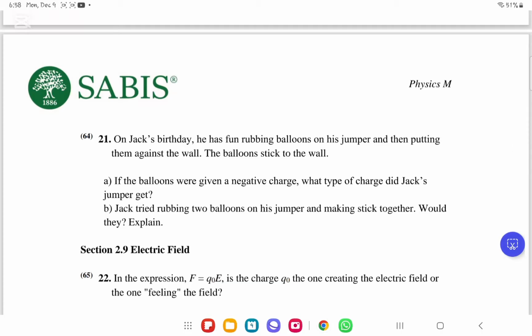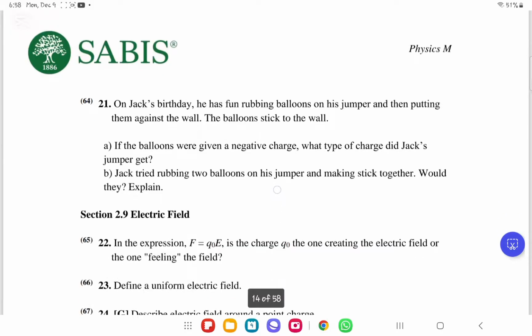Jack tried rubbing two balloons on his jumper and making them stick together. Would they? Definitely they would not, because if Jack's jumper got the positive charge, then the two balloons get the negative charge. Then definitely they are going to repel each other because they have the same charge.